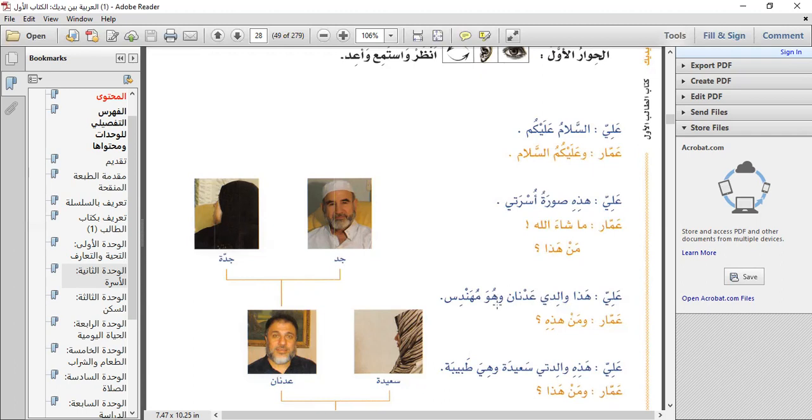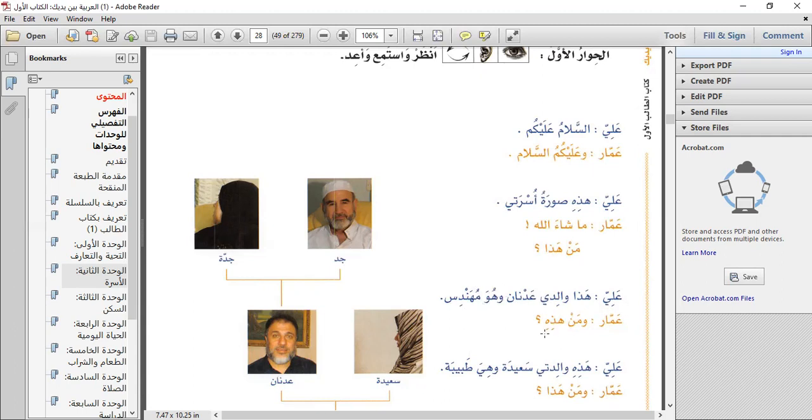Wa means and. Huwa, he. Now here it's again, huwa means he. If it's a girl, we'll use hiya. Well, you will learn the later sentences. Wa and huwa hi muhandis. Muhandis means engineer. So Ali said, hadha walidi Adnan wa huwa muhandis. This is my father Adnan and he's an engineer.